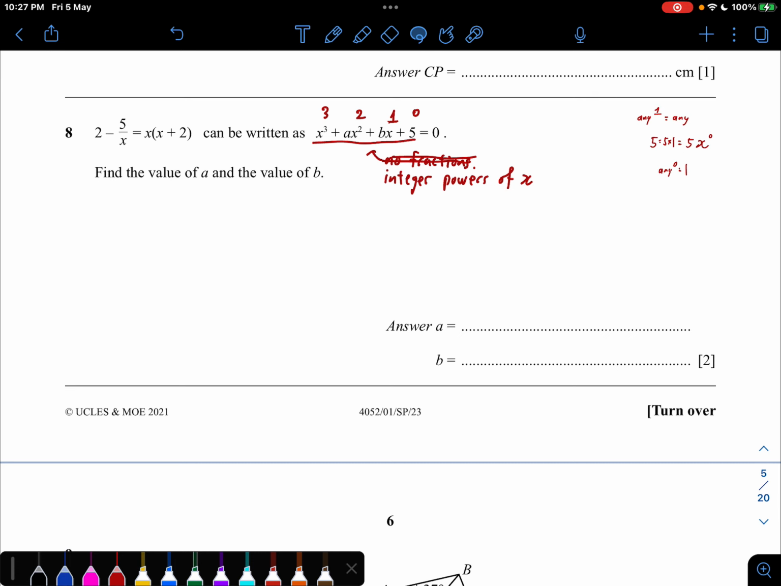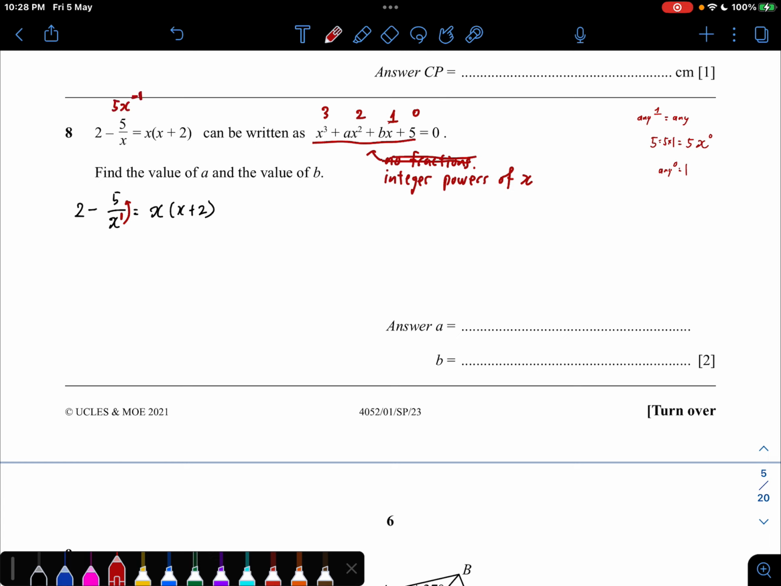So let's just expand this, right? And see where we go. If you recall, when you have divide by x, it means that you can have an invisible power, positive 1, and you can bring it up. And when you bring it over, you essentially change the sign. So this 5 over x actually becomes 5x power negative 1.